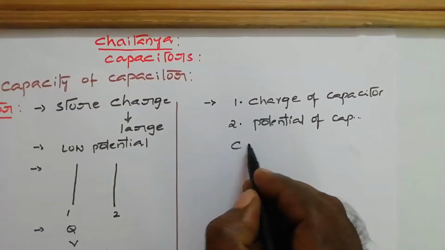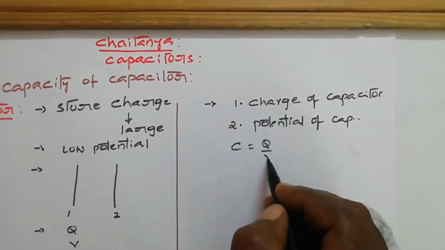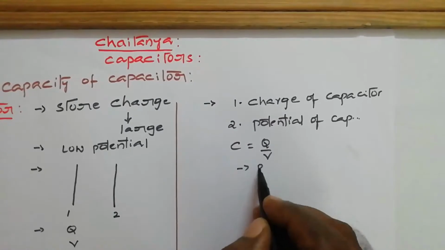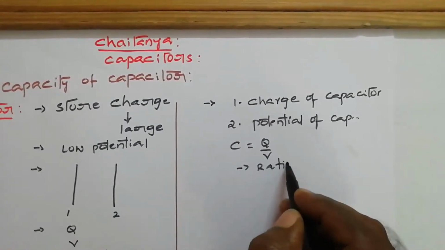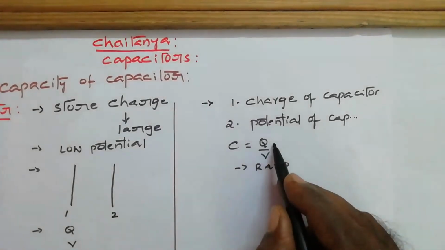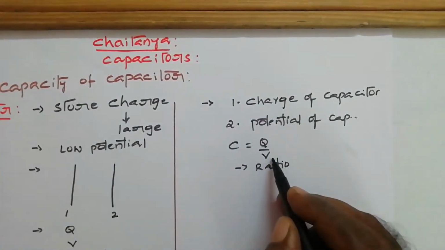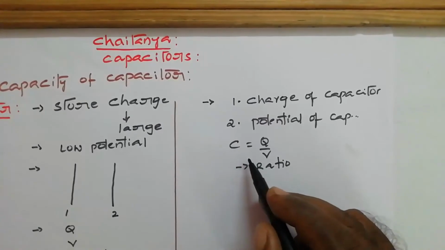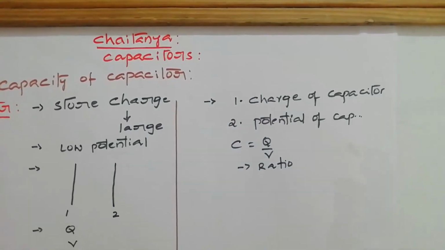Capacitance formula: C is equal to Q by V, and it is nothing but a ratio of the charge on the capacitor to its potential, which is known as the capacitance or the capacity of a capacitor.